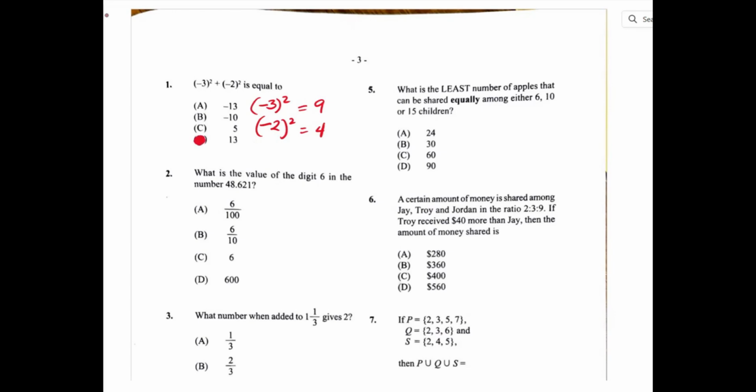Number 2, what is the value of the digit 6 in the number 48.621? So this 6 here is 6/10, which is written as 6/10.